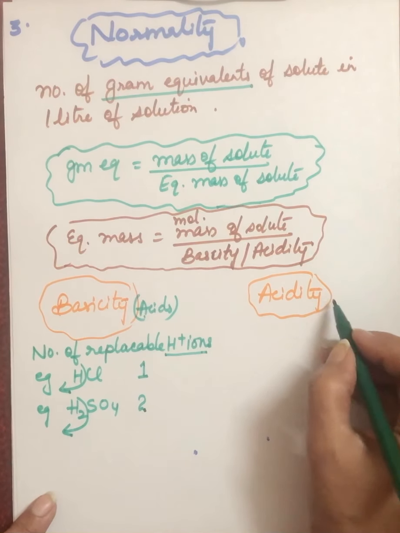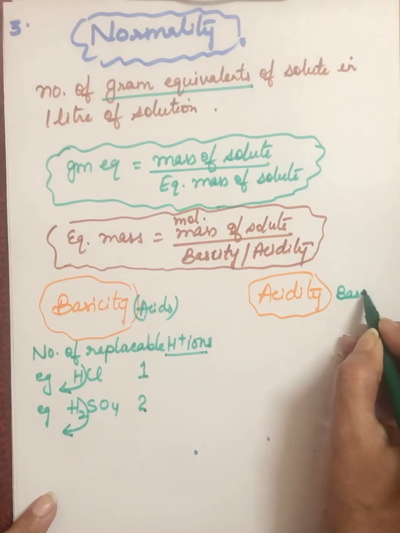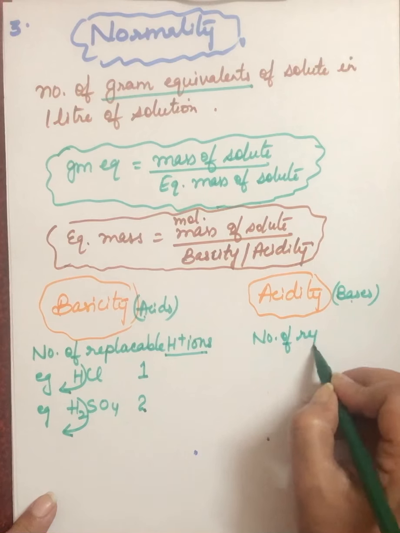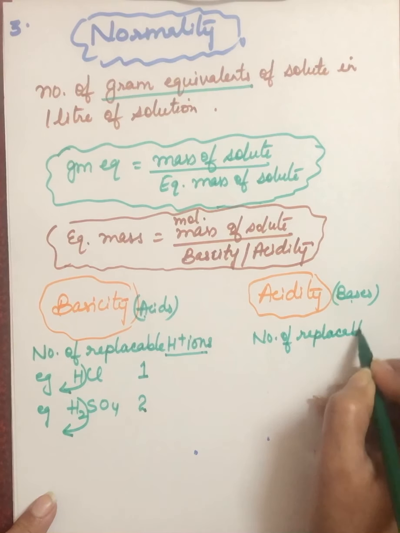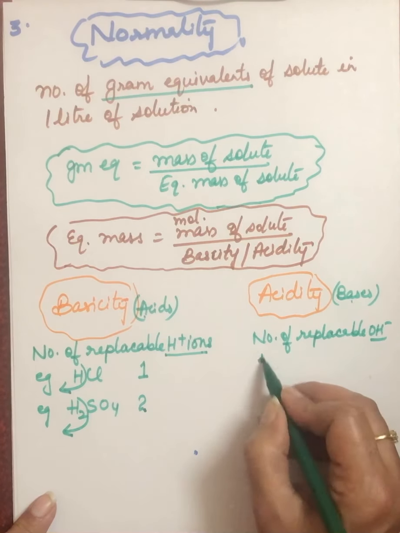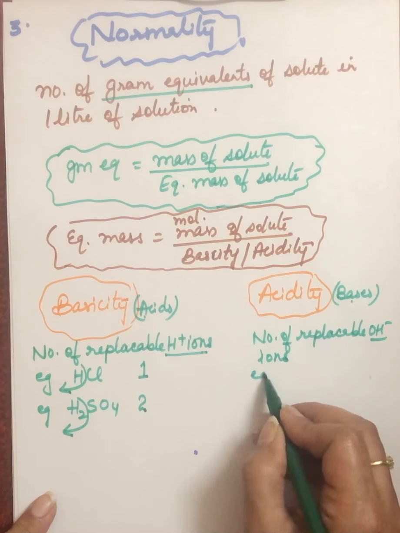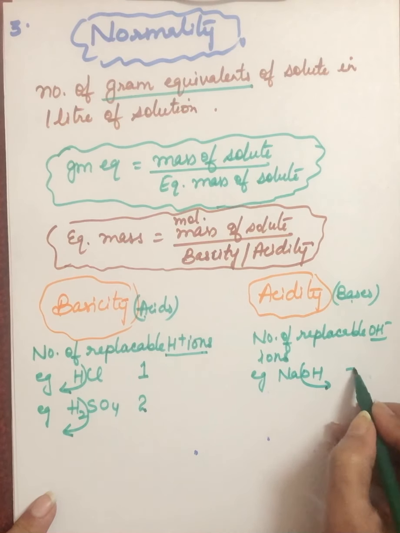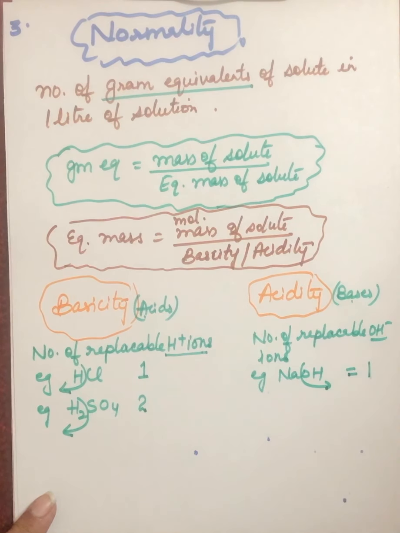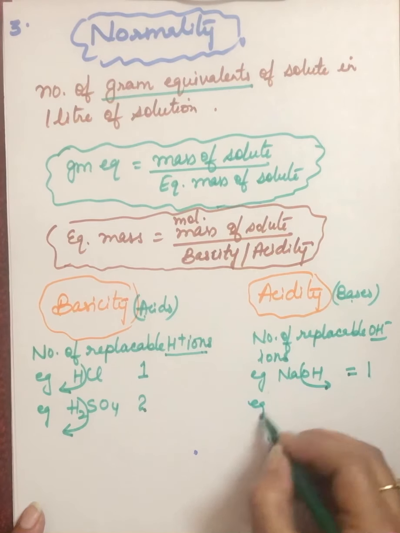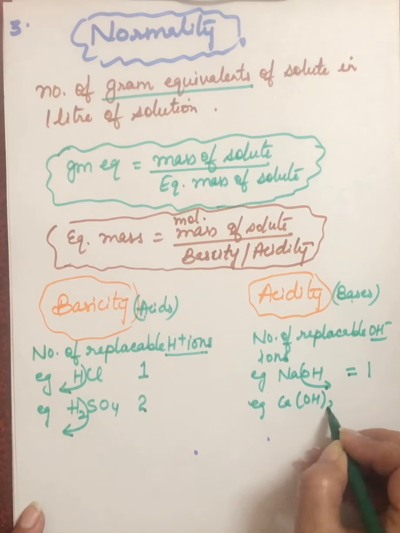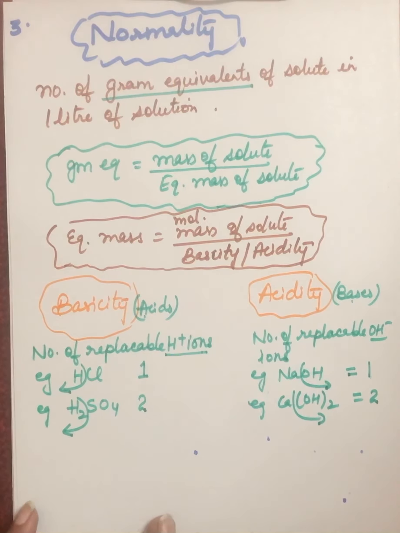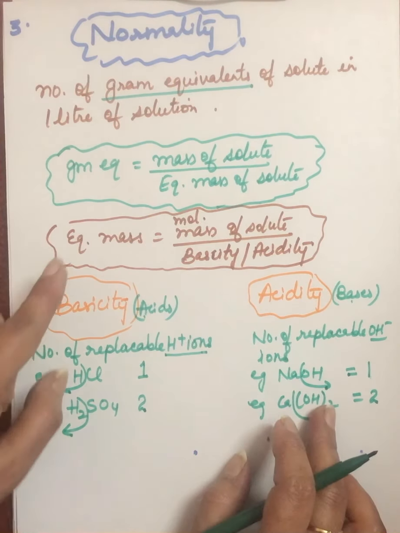Now what is acidity? Acidity is for the bases. This is number of replaceable OH minus ions in a base. Example, NaOH. One OH minus is replaceable. So here acidity is 1. Next is calcium hydroxide. 2 hydroxyl ions are replaceable here. So here acidity is 2. So this is what is basicity and acidity.